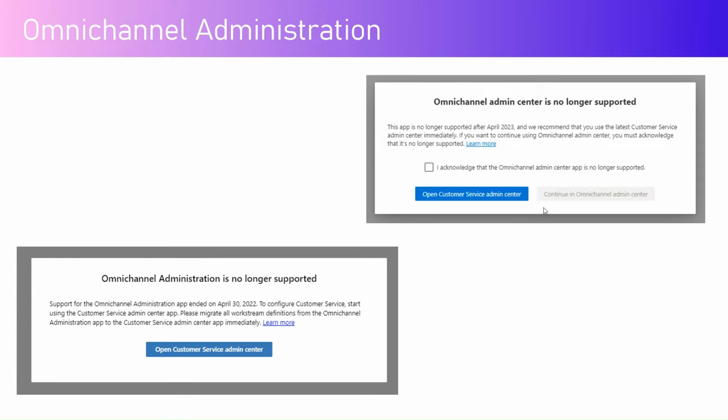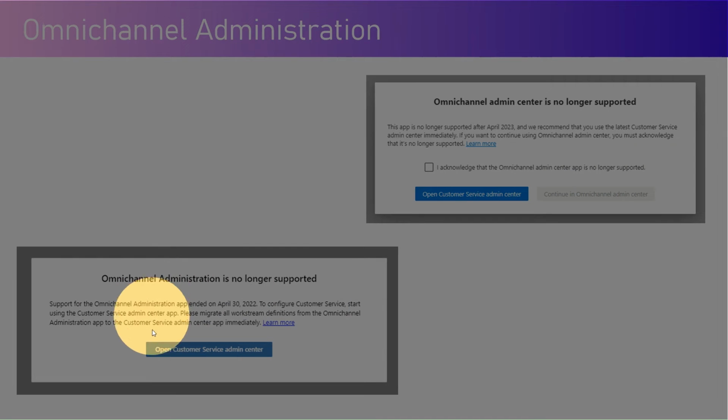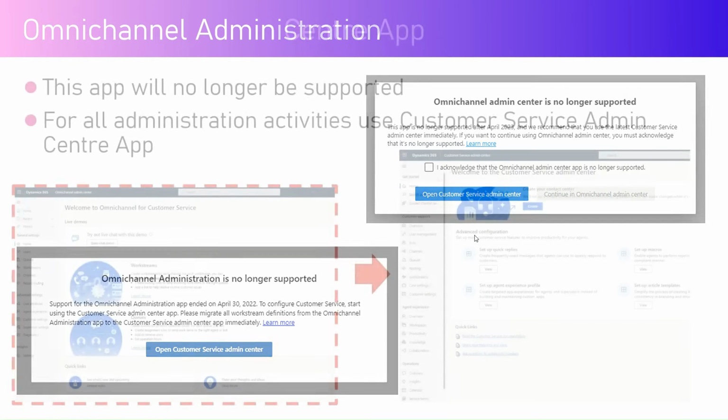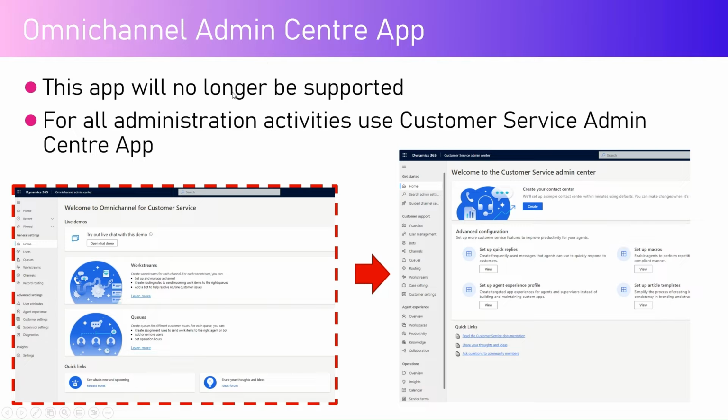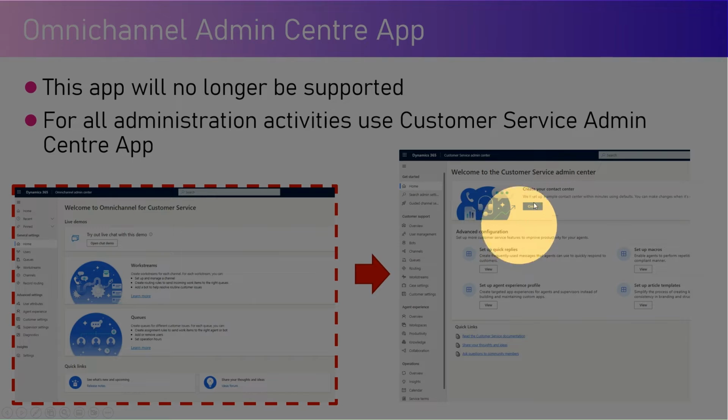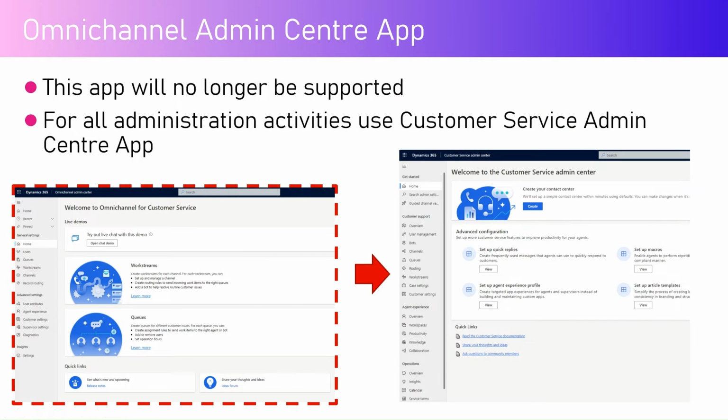As you see on the screen, if you trigger Omnichannel Administration, it will ask you to navigate to Customer Service Admin Center. If you open the Omnichannel Admin Center app, it will again ask for your confirmation, and then it will navigate you to the Customer Service Admin Center app. This app will no longer be supported for all the Omnichannel Admin Center related stuff. You need to use Customer Service Admin Center. That's the central app for administering Dynamics 365 Customer Service, as well as Dynamics 365 Customer Service Omnichannel apps.